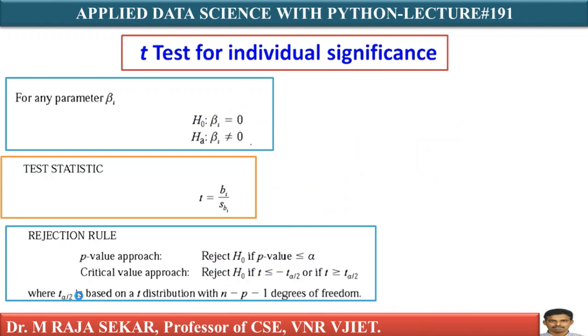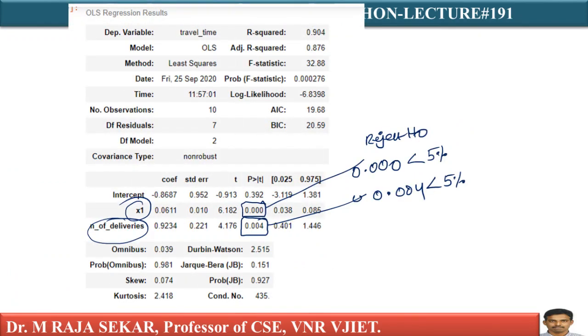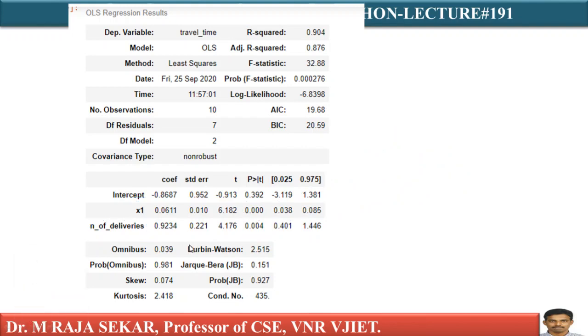First we will calculate the t value for both variables. How can I calculate the t value for both variables? Just see the standard error for x1. Where is my x1? This is my x1. What is my standard error? The standard error is 0.010. This is for x1. For the second variable, what is the standard error? This is the standard error, that is 0.221.